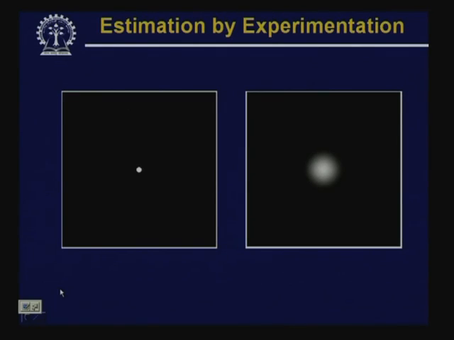The other approach for estimation of the degradation function we have said is the estimation by experimentation. Our requirement is that whichever imaging device or imaging setup has been used to record a degraded image, in our laboratory for experimentation purposes we will have a similar imaging setup. And then we try to find out what the impulse response of that imaging setup is.